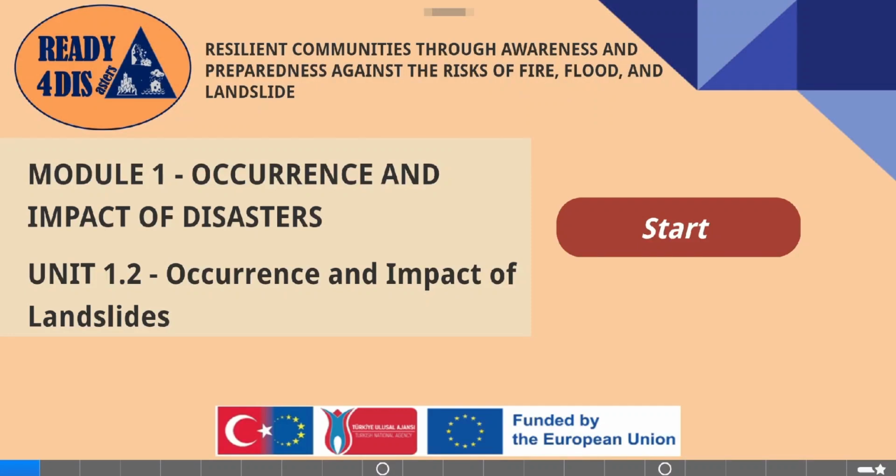Module 1, Occurrence and Impact of Disasters. Unit 1, Point 2, Occurrence and Impact of Landslides.